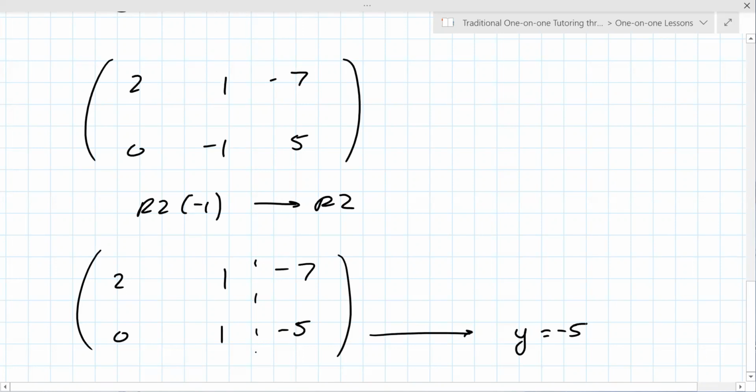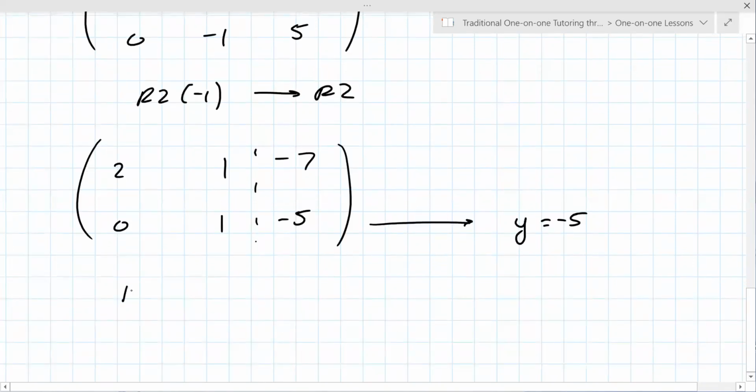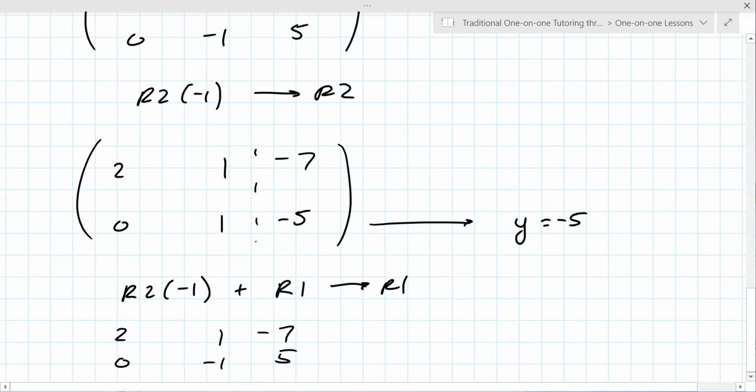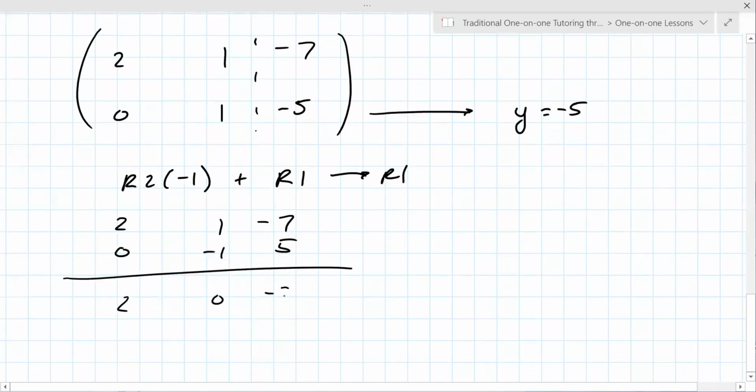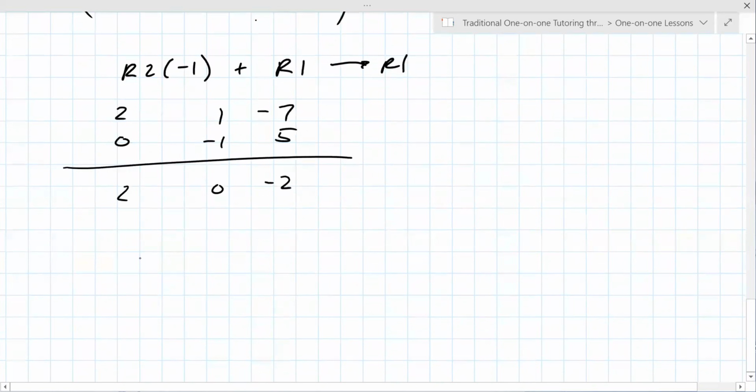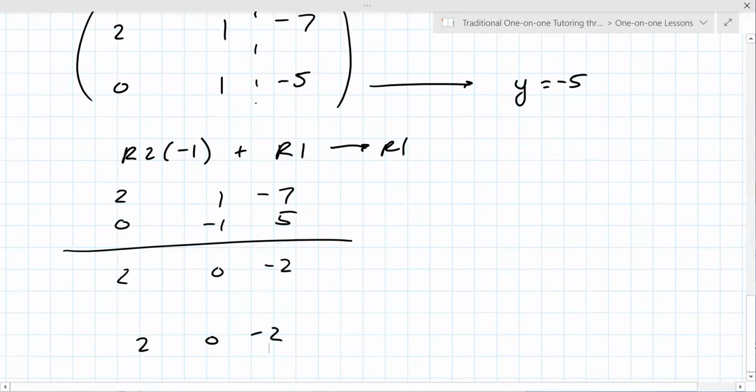Okay, so you have a choice here. You can either write the equation for row 1, or you can keep going here with Gaussian elimination. So if you multiply row 2 by -1 and you add it to row 1, and this becomes your new row 1. So your row 1 is 2, 1, -7. Row 2 times -1 is 0, -1, 5. When you add them together, you get 2, 0, -2. So this is your new row 1, 2, 0, -2. And then you keep your old row 2, 0, 1, -5.